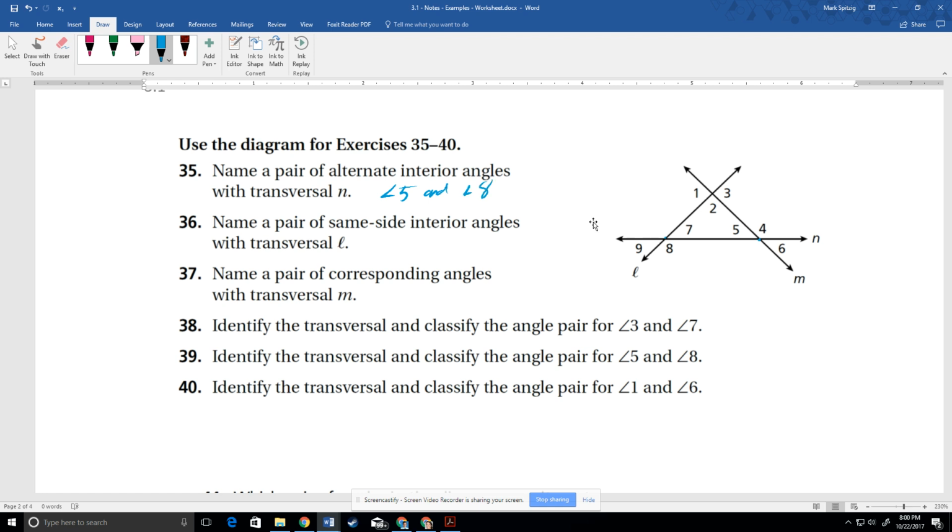All right, a pair of same side interior angles with transversal L. Well, here's transversal L, so it's going to intersect here and here. So it's going to be between this and on the same side of this line would be 2 and 7.